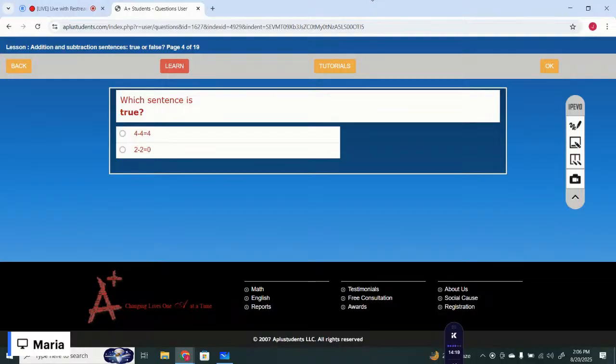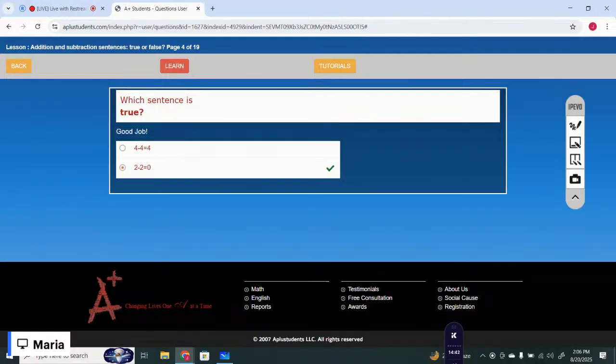Which sentence is true? 4 take away 4 equals 4 and 2 take away 2 equals 0. Option number 2 is the correct option. 2 take away 2 is 0.